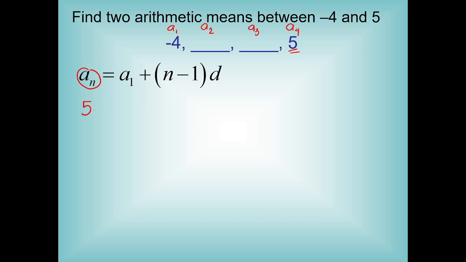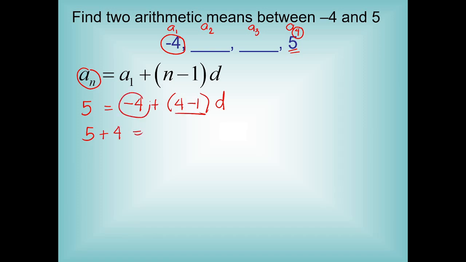So we will be having 5 here is equal to the first term. The first term is negative 4. Then we have the value of n. That's 4. 4 minus 1 times the common difference, which is unknown. So I'll be transposing this. So this becomes 5 plus 4 is equal to, I'm transposing to the other side and combining, I'll be getting 3D for that. So 9 is equal to 3D. Dividing both sides by 3, the common difference is 3.